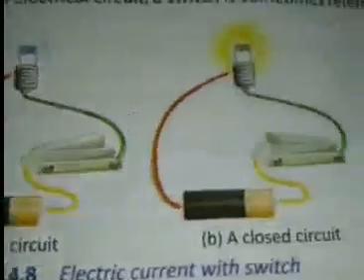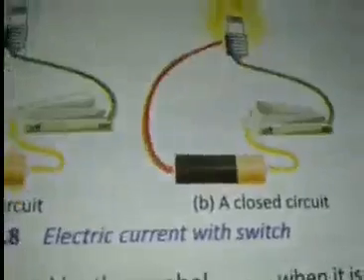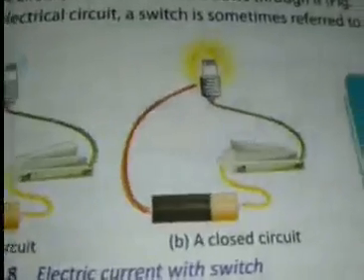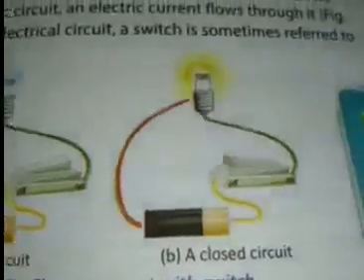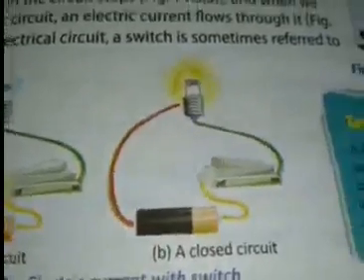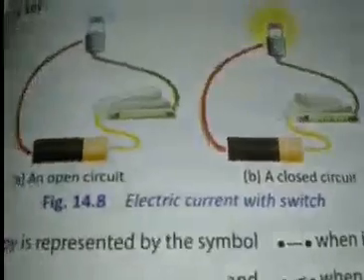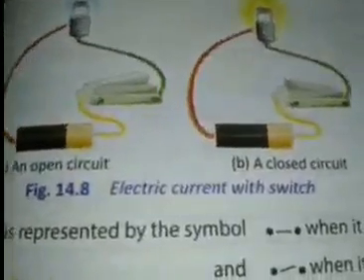But in figure 14.8b, we will find the circuit is closed, the switch is on, and the circuit is complete, so the electric bulb is going to glow. In electrical circuit terms, the switch is not referred to as a switch, it is referred to as a key.